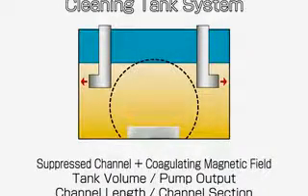If the proper magnetic field is dispersed in a tank, and the conditions are right for sludge to disperse, the oil can be cleaned in the tank. This is the cleaning tank system.